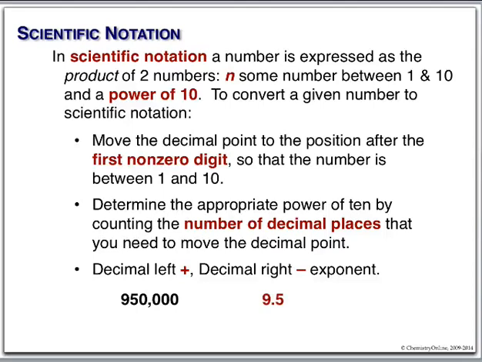Now, in order to do this, we had to start here and move this implied decimal point 1, 2, 3, 4, 5 spots. We're moving it to the left, so our exponent is going to be positive. So this is going to be 9.5 times 10 to the fifth. Now that's simple, isn't it?